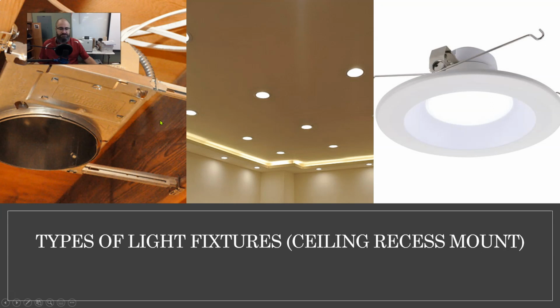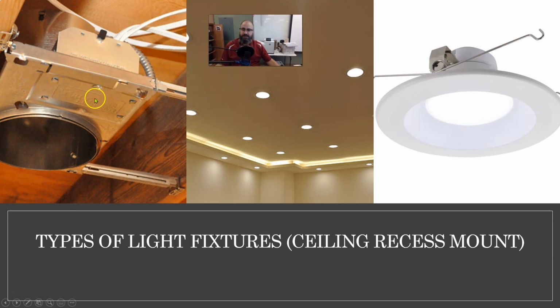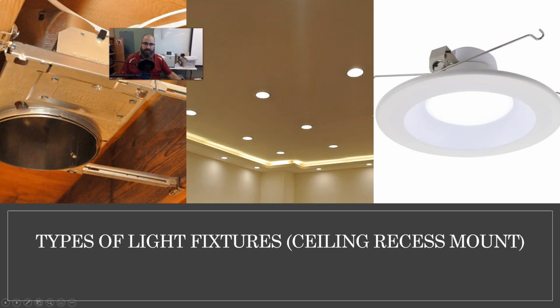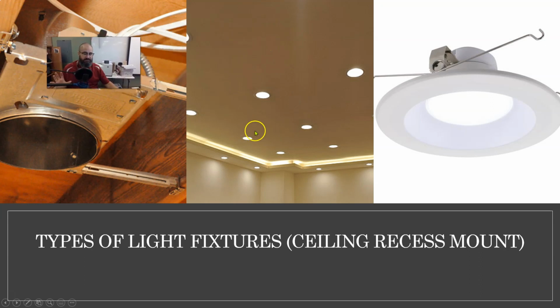Types of lighting fixtures, ceiling recess mount. Okay, these are fixtures that mount up into the ceiling, basically into the drywall that creates your ceiling. This picture over here kind of shows you a little glimpse of what it looks like when it's mounted prior to the drywall being added. And this is what it looks like after the drywall is added and the holes for the light fixtures are cut into the drywall. And this is kind of what one of those fixtures looks like right here.